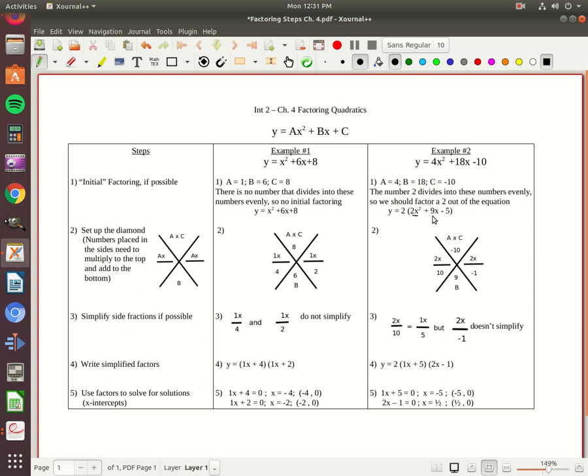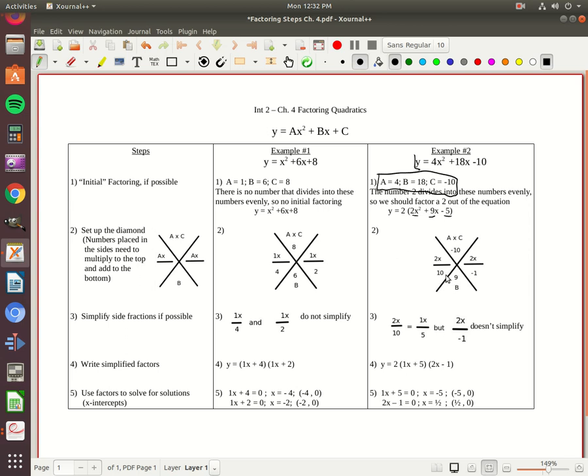Long story short is, now that we pulled the 2 out, this is going to be our A, this is going to be our B, and this is going to be our C. So technically, this is our real A, B, and C, but for the diamond's purposes, we're going to say our A is 2 and our C is negative 5, so A times C would be negative 10, and our B would be 9. And on the side, when we say Ax, we'll say 2x. Now again, technically speaking, these are our real A, B, and C's. This is just helping us figure out the diamond. It makes factoring easier. So again, we're going to have 2x on top.